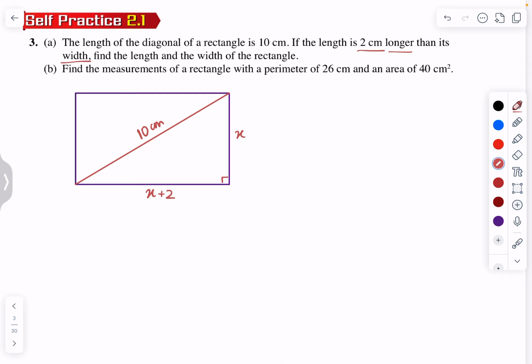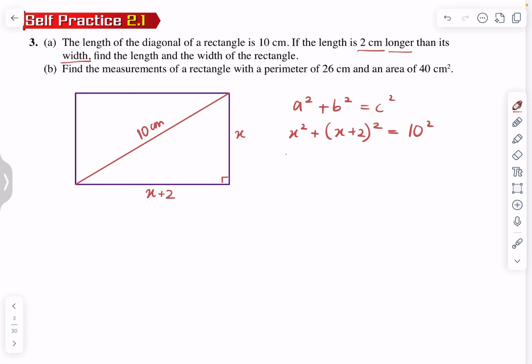Whenever we have right angle triangle, you can use this. So Pythagoras theorem is a square plus b square equals to c square. This c is the hypotenuse. A square and b square, doesn't matter whichever. So we can say x square plus x plus 2 square equals to 10 square. So we have to expand this and we have to figure out what x is.